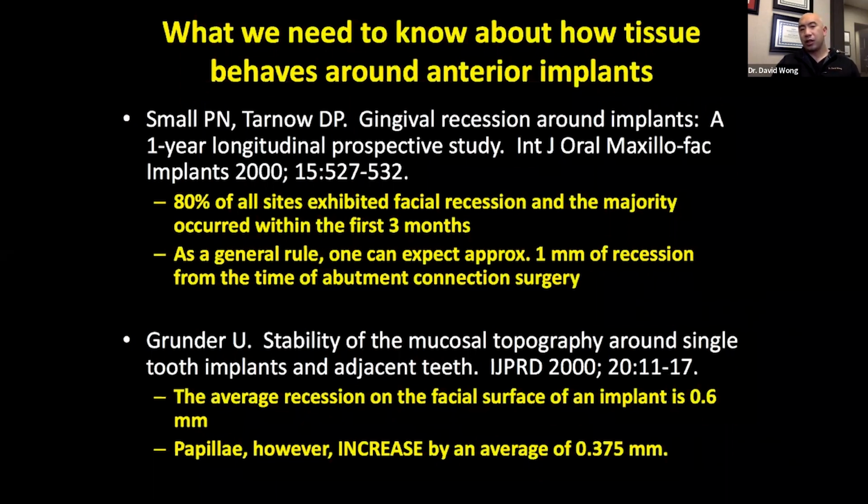The average recession, this is from Urs Grunder, the same guy who talked about the papilla increasing by 0.375 millimeters after a year. He also showed that the average recession on the facial surface is about 0.6 millimeters after the first year. So we're all talking about very similar numbers.